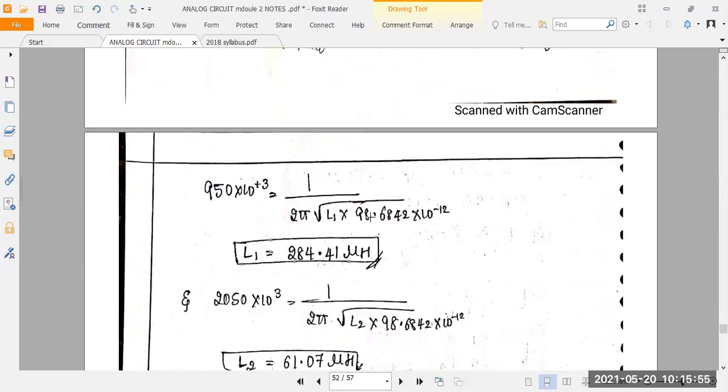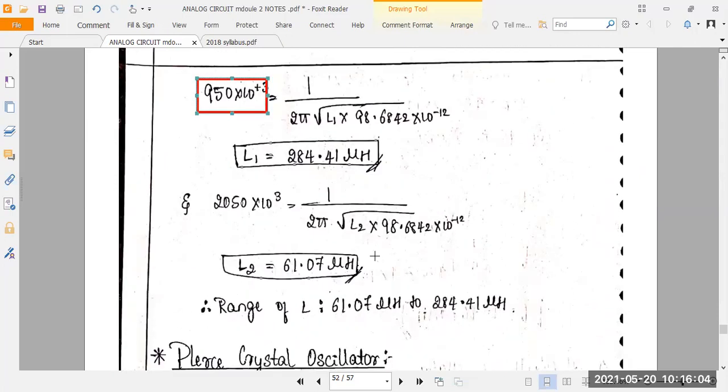First take the lower frequency, 950 kilohertz. Taking L1 outside, you get 284.41 microhenry. Next take the higher frequency, 2050 kilohertz. Taking L2 outside, you get 61.07 microhenry. Understood? So L1 is 284.41 microhenry and L2 is 61.07 microhenry.